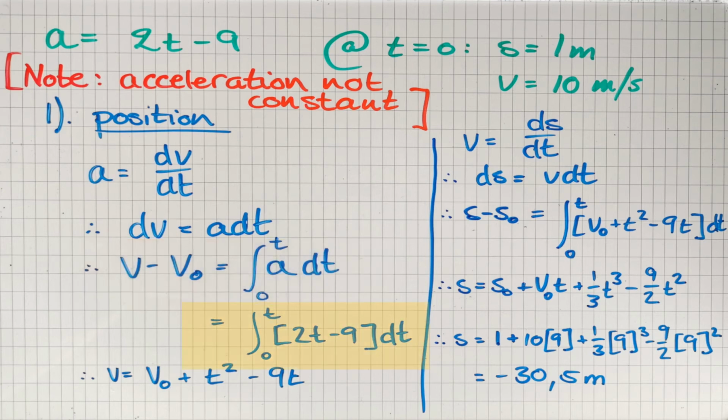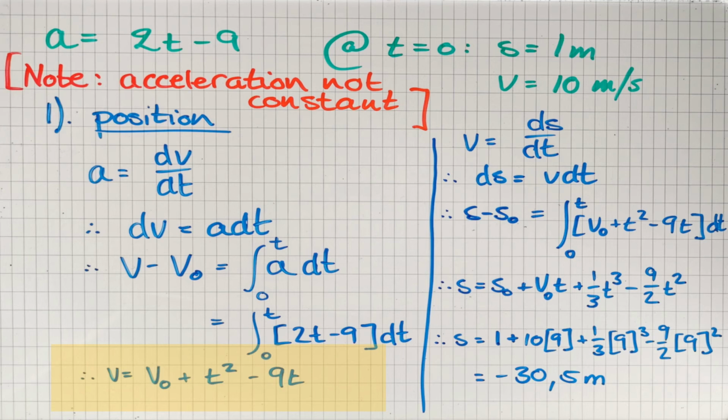So there I've substituted in the equation for a. a is 2t minus 9. We need to integrate that. If we integrate that, we get v is equal to, and I've taken the v0 over to the other side, integrating 2t, you get t squared. Integrating minus 9, you get minus 9t. So that is now an equation for the velocity.